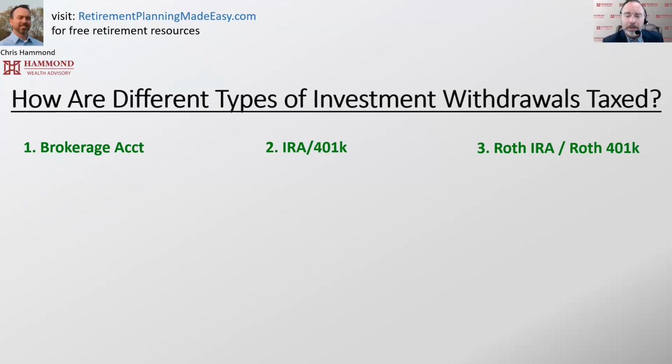And then you have the other type of tax treatment, which is for a Roth IRA, or a Roth 401k, or a Roth TSP. You get the idea. So those are the three different types of accounts that you would put investments in. So how are these taxed? Well, let's break this down a little bit. Let's start over with the brokerage account.